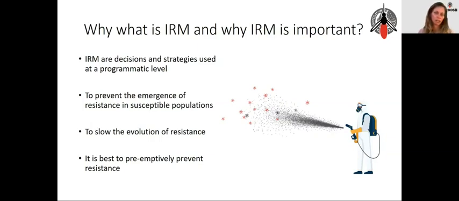And historically, the most common way that insecticides have been deployed is through sequential use. So in essence, where one insecticide class is used continuously until the resistance has developed and rendered it ineffective, and then a switch is made to a different mode of action.